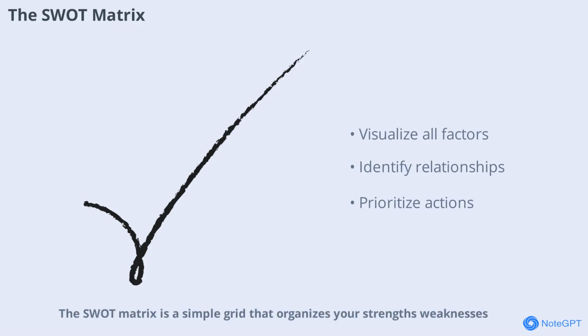Now that we've covered the four components, let's see how they fit together in a SWOT matrix. A SWOT matrix is a simple grid that organizes your strengths, weaknesses, opportunities, and threats in one place. This visual tool helps you see the big picture and identify relationships between different factors. By laying everything out, you can spot patterns, prioritize actions, and develop strategies that play to your strengths, address weaknesses, seize opportunities, and guard against threats.